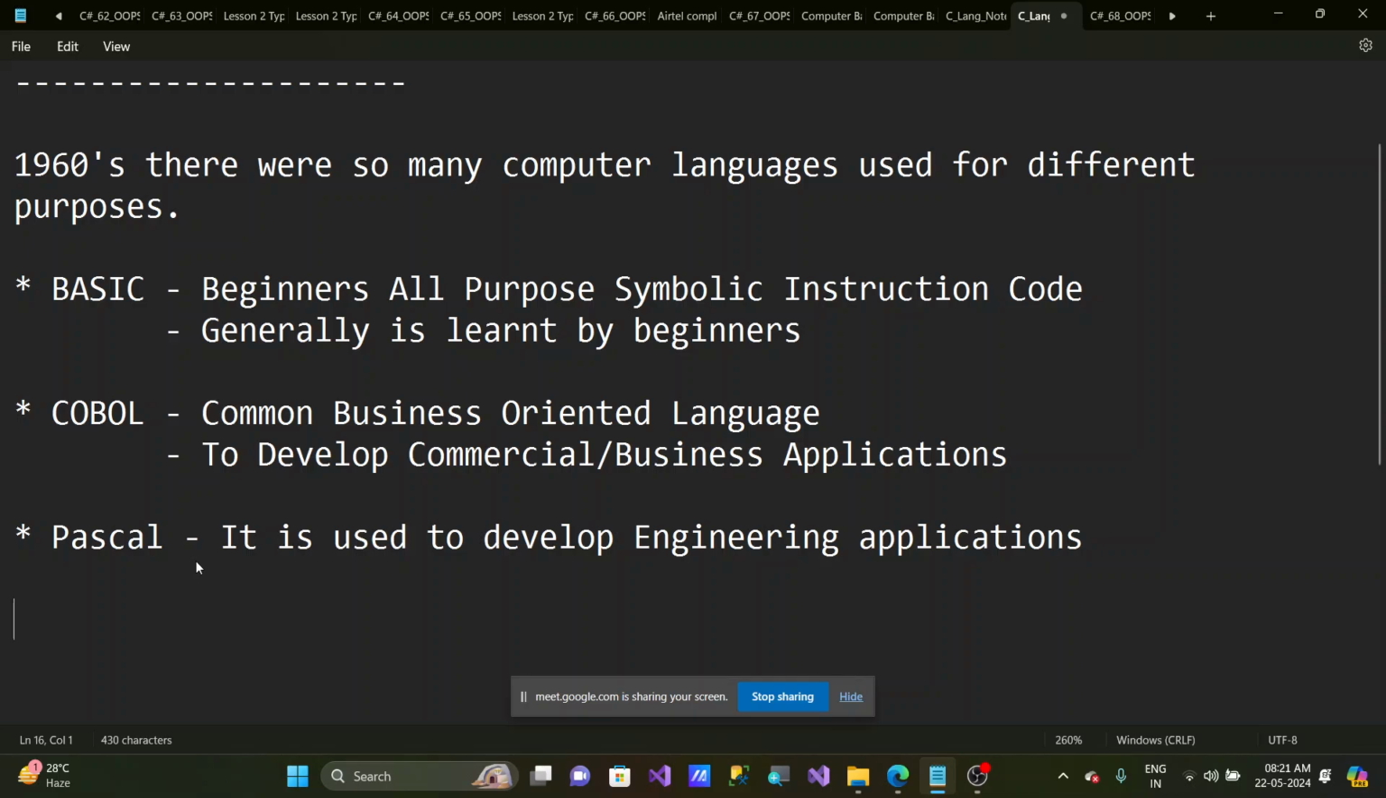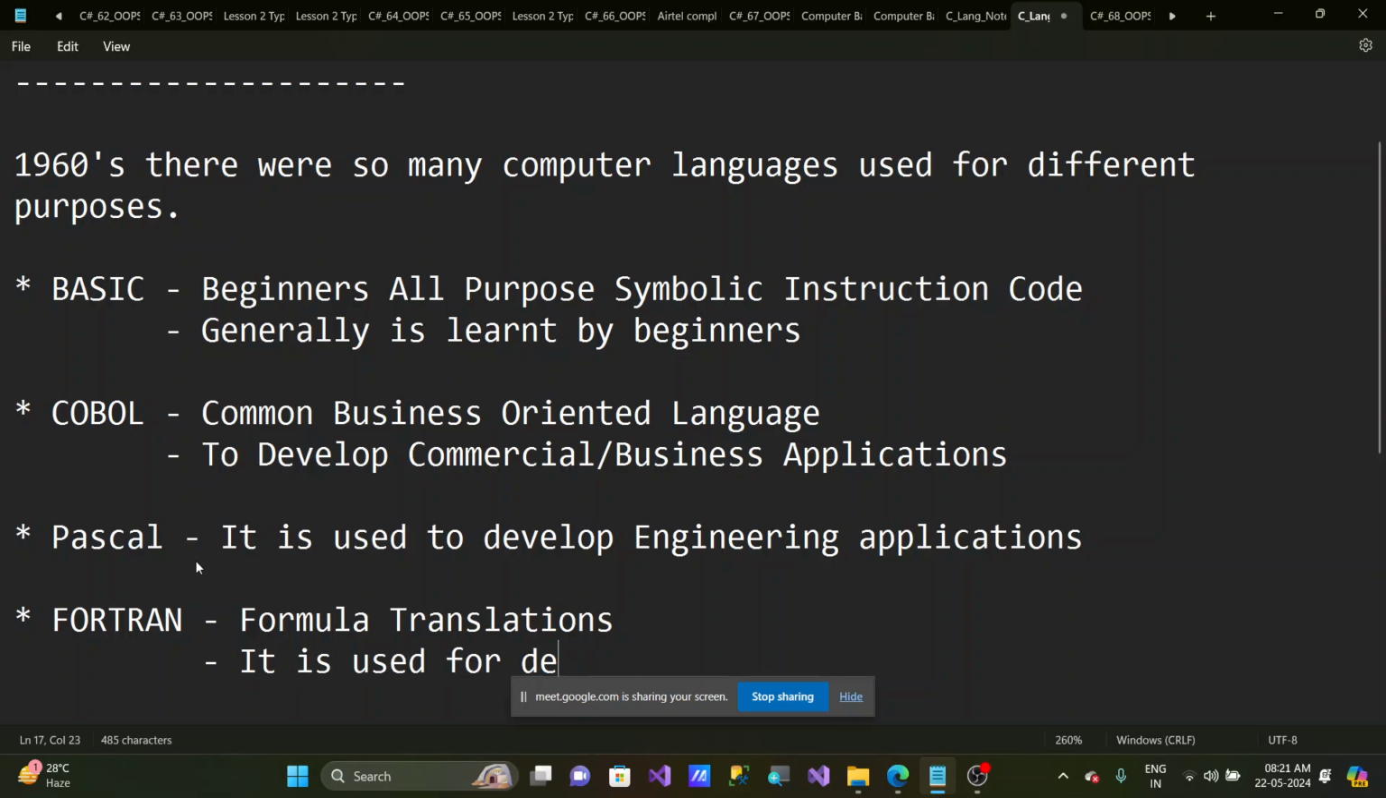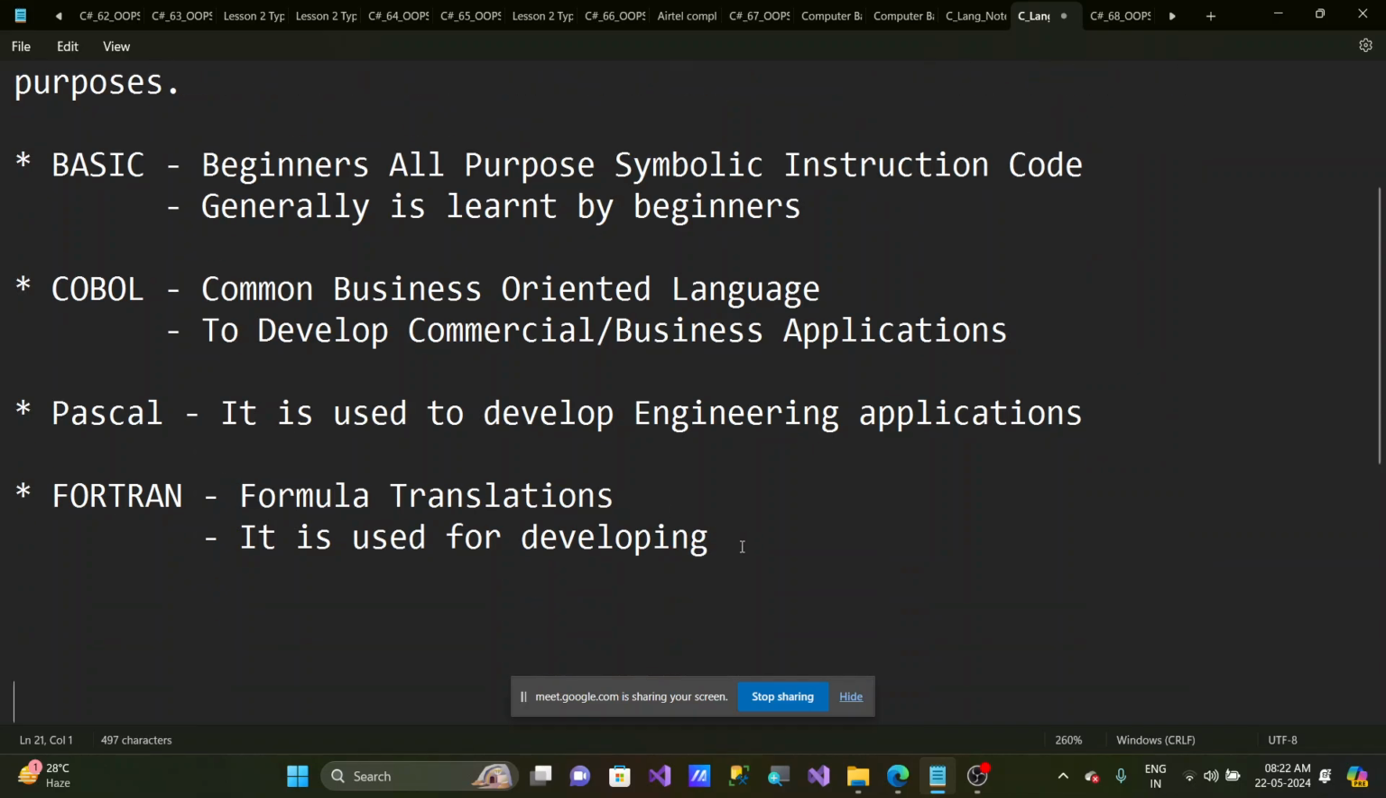And there is another language called Fortran. Fortran stands for Formula Translations. That was the name of Fortran. It's used for developing scientific applications. Whatever research scientists do, Fortran was widely used by those people, the scientists.